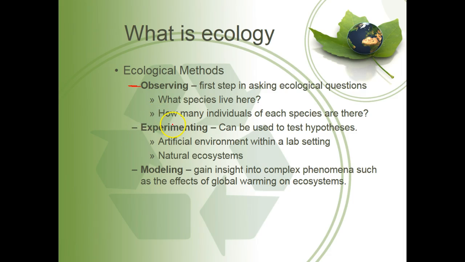What species live here? How many individuals of each species are there? And how do you find those answers? You observe. Experimenting: you obviously can use experimenting to test a hypothesis. So if you ask a question based on an observation, you then experiment by testing. An artificial environment within a lab setting could be an experiment. Natural ecosystems could be an experiment.